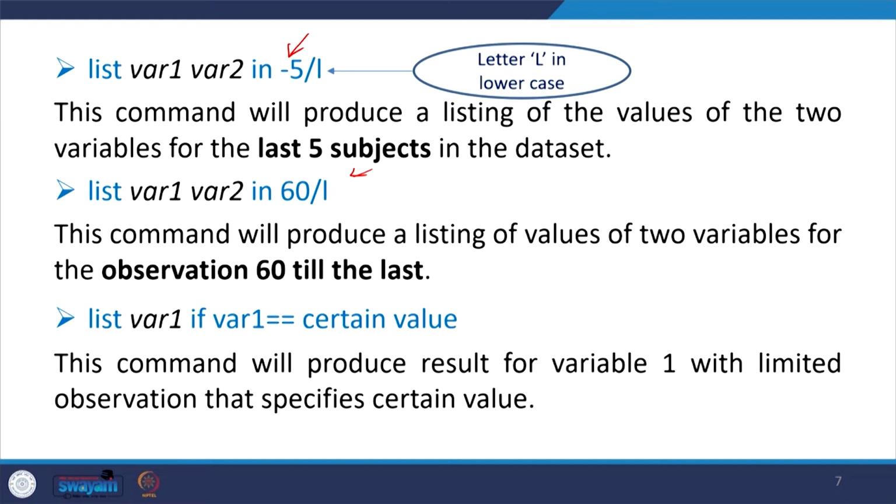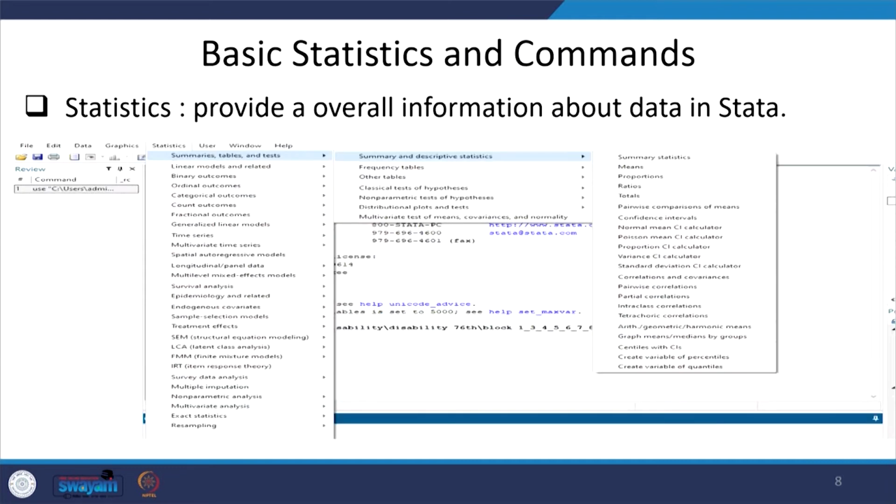Then if you know that you have to get the listing on your screen for a certain value, and you want to check how many numbers are available for an exact value, you can specify it with a double equal to sign with a value. This command will produce results for variable 1 with limited observations that specify a certain value.